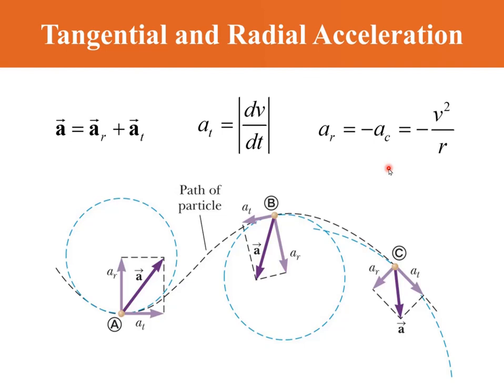And the magnitude of the acceleration, since we now have two accelerations, ar and at, we can define the magnitude of a by using the Pythagorean theorem, since this will produce a triangle. So a equals the square root of ar squared plus at squared. Let's see how we apply this in the next example.